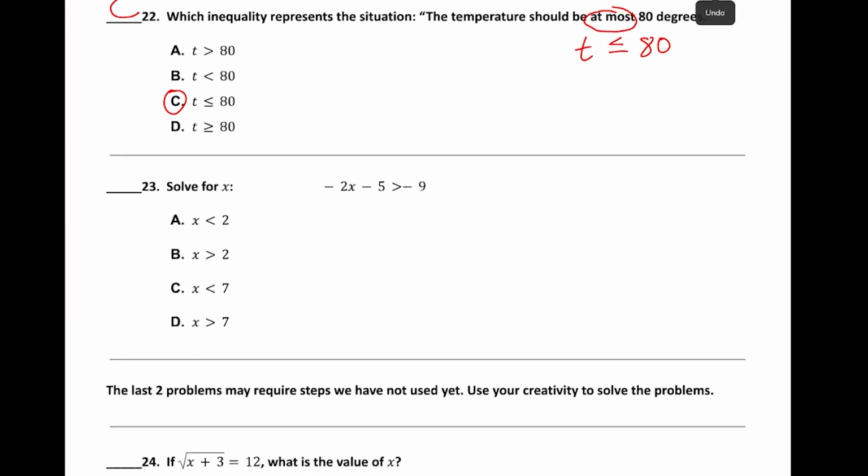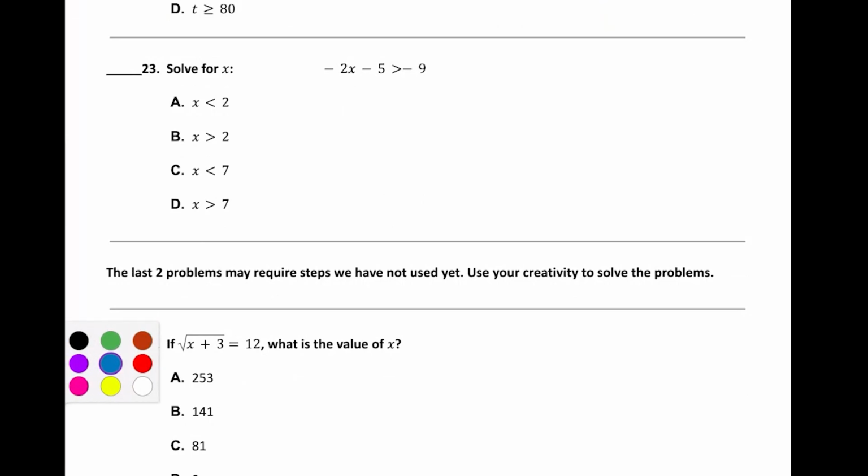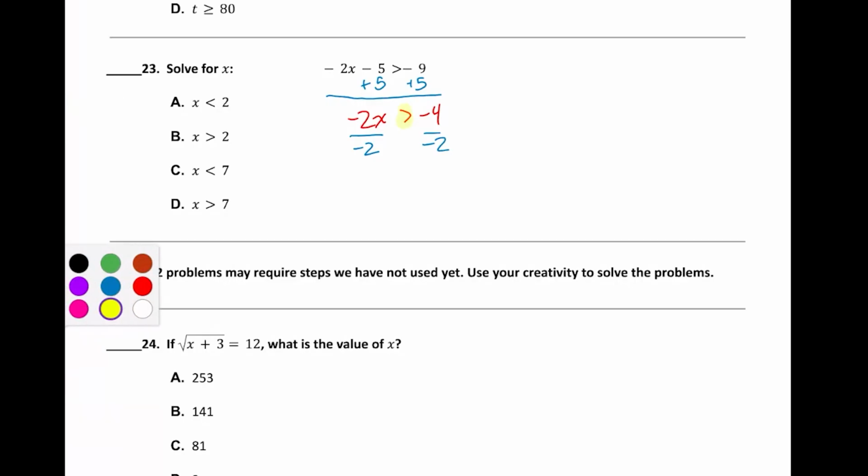For number 23, we're just solving for x. And when you solve an inequality, you want to take the same basic steps that you would for equations. The only catch here is if you have to multiply or divide both sides by a negative number, you do need to flip that sign. So we can add 5 to both sides here, no problem, to get negative 2x is greater than negative 4. But then when we go to divide both sides by negative 2, that's where you want to be extra careful here. Because an inequality is going to have to flip the sign anytime you divide by a negative.